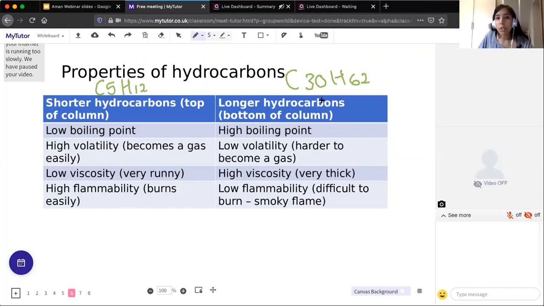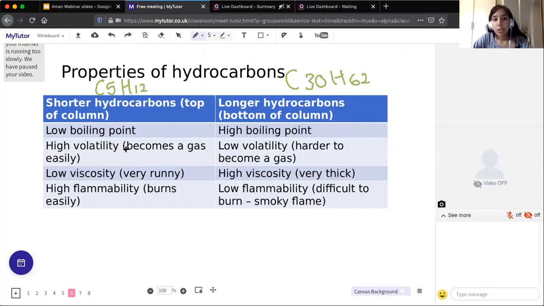So if we think about these two hydrocarbons, we can see that this is a shorter hydrocarbon, it's only got 5 carbons, whereas this one over here has got 30. So the 5 carbon hydrocarbon will tend to have a lower boiling point, which means it will leave at the top of the column, whereas the one with 30 will leave a bit lower down.